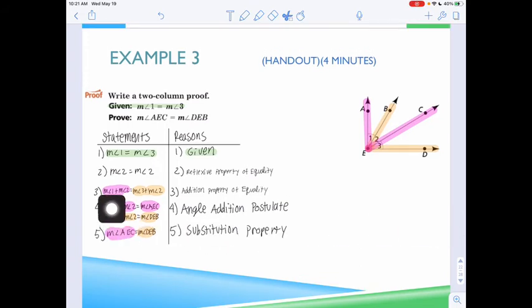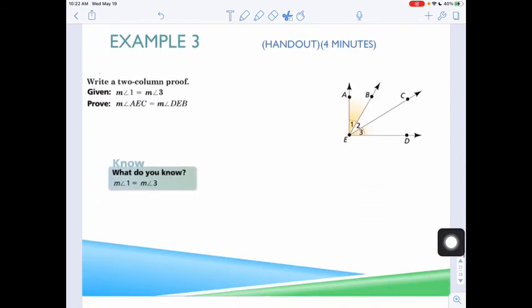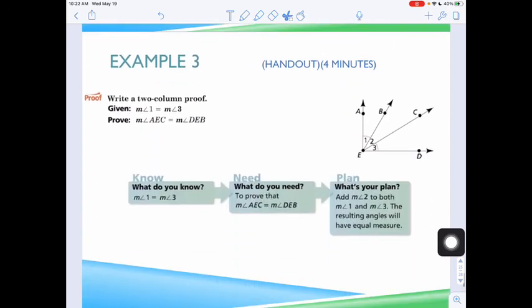Now using statements 3 and 4, we can substitute the measure of angle AEC in for the measure of angle 1 plus the measure of angle 2, and we can substitute the measure of angle DEB in for the measure of angle 3 plus the measure of angle 2 to get the measure of angle AEC is equal to the measure of angle DEB, which was the substitution property, and that is exactly what we were trying to prove, so we have now finished the proof. The work for this problem is written out on the next few slides.